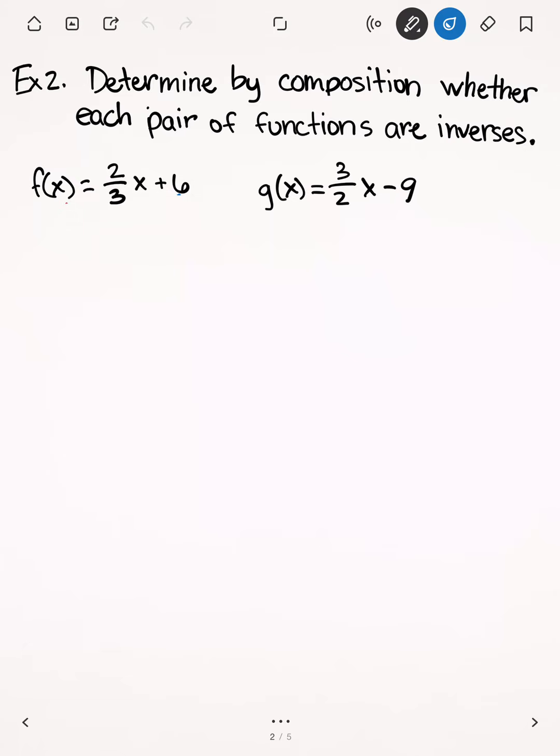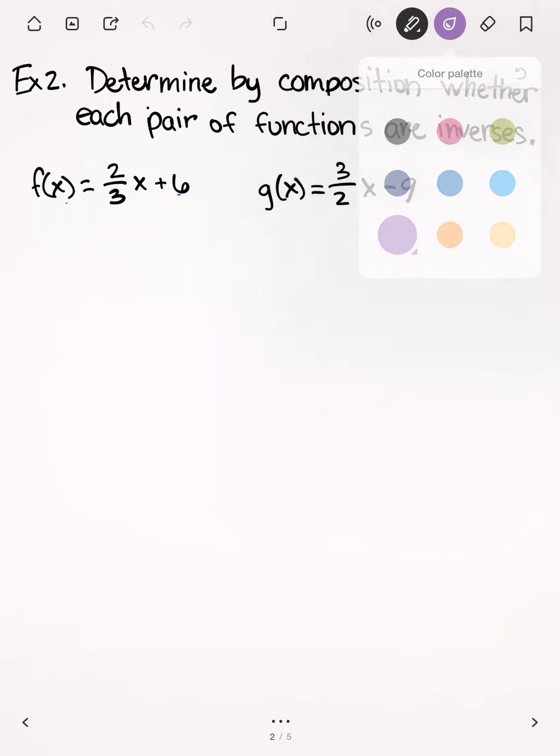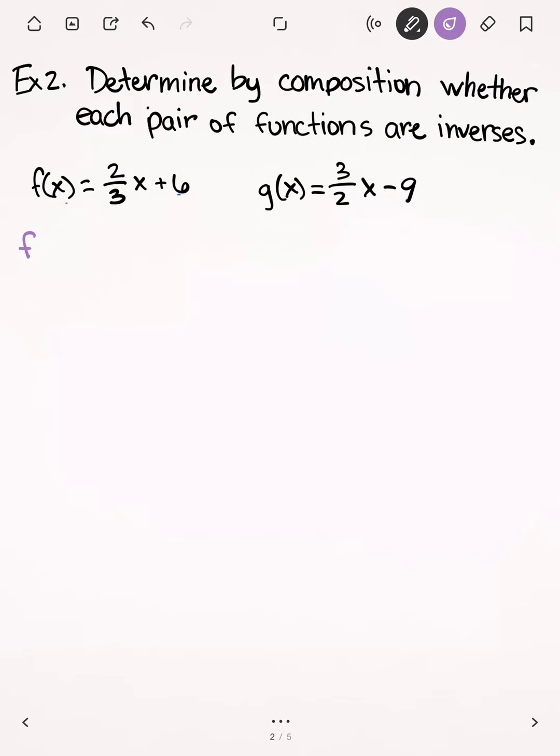Example 2, we want to determine by compositions whether each pair of functions are inverses. So I have f of x and g of x, and I'm not going to mess up this time. I'm going to switch my colors just for fun. We want to find f of g of x, and we want to find g of f of x. There's a couple of things I want to show you. First, I'm going to use x as my input. Again, my goal to show that they are inverses is that my output is also x.